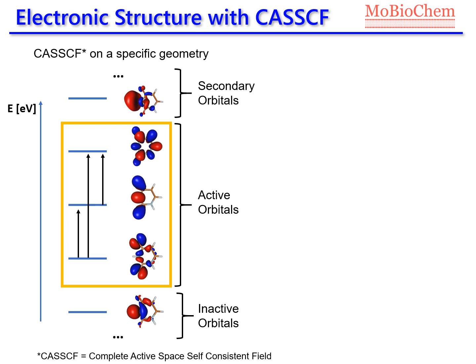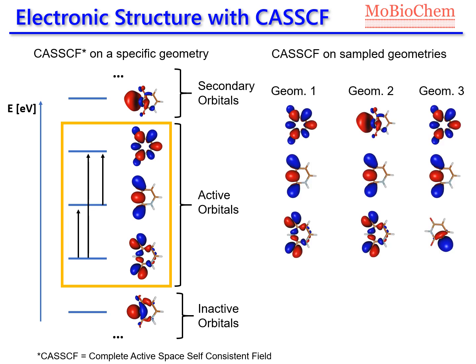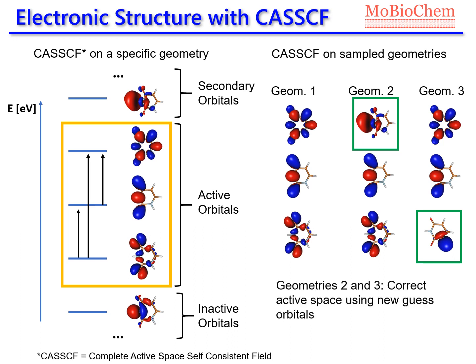Now, if we translate this philosophy into our ensemble of geometries, we would see that in some cases, the active space is preserved. However, for some of the geometries like 2 and 3, we would see that there are some intruder molecular orbitals within the active spaces. In this case, if we want to consider a proper description of the system, we will need to correct all the corresponding active spaces here.